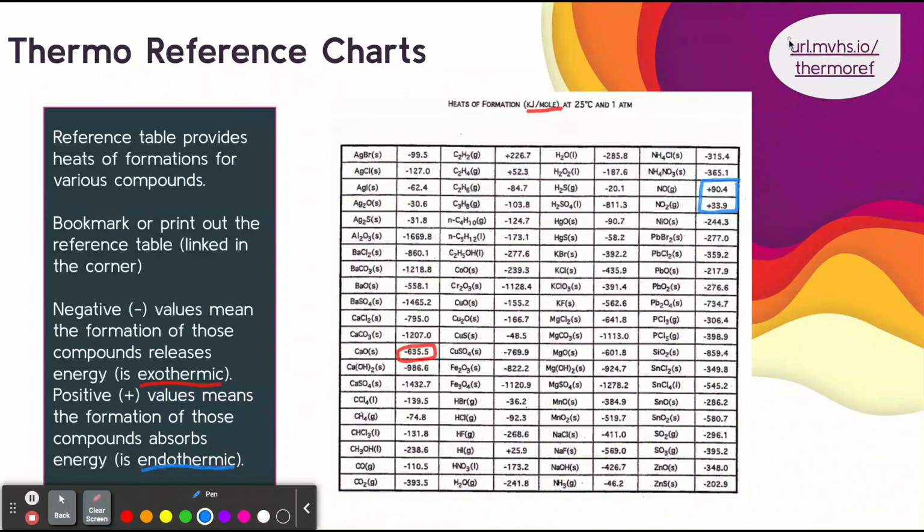This link right here, up here in the corner, url.mvhs.io thermoref, right up here. That is going to be your copy of this reference chart, as well as a couple of other reference charts we'll use for the rest of this unit, and that standard state periodic table. Okay. And so please bookmark this link. Okay, I'm going to link it also on Canvas. So please bookmark it. You're going to need to use that throughout the rest of the unit.